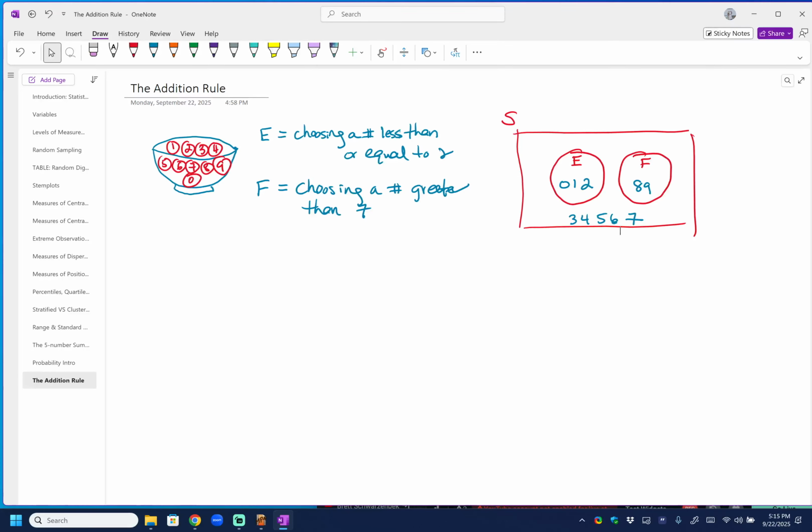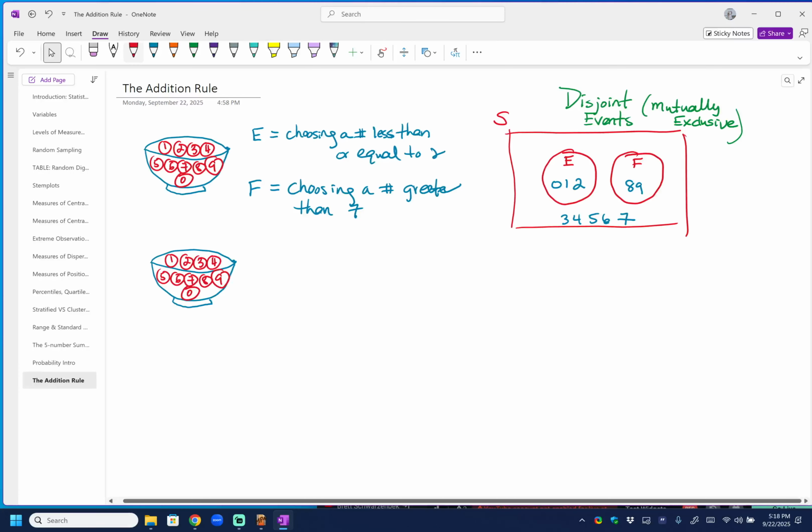So this would be a great way to display a Venn diagram of our events going on here. The fact that these two events don't share any outcomes, we actually have a terminology for that. We refer to that as disjoint events. Another term for that I see in a lot of other textbooks is mutually exclusive. It's just that this textbook uses the term disjoint more often.